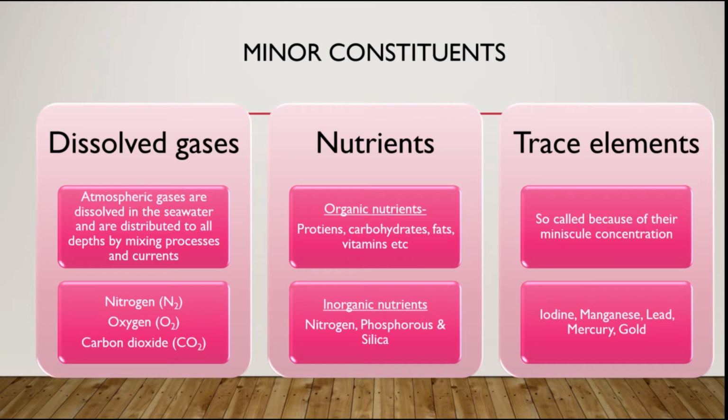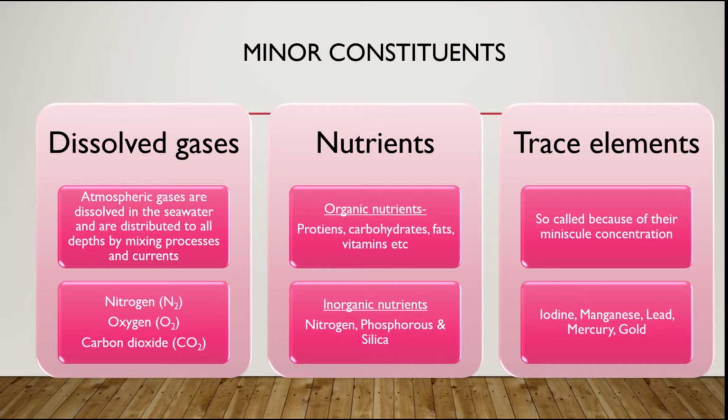Second one is nutrients. Plant growth in the oceans is aided by nutrients. These are the fertilizers of the oceans. These nutrients are of two types, organic nutrients and inorganic nutrients. The various organic substances present in the seawater are proteins, carbohydrates, fats, vitamins, etc. The inorganic nutrients constitute nitrogen, phosphorus, and silica.